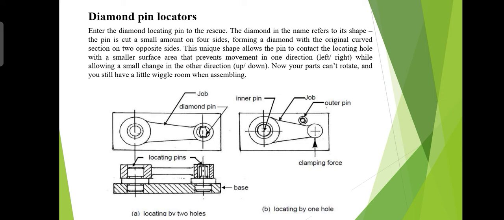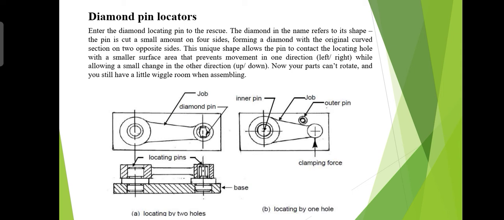This will lead to undesired radial rotation around the pin capital A. This one is the pin A, and hence the purpose for which pin B is put in is lost. So this is the diamond pin locator, and to get a better radial location, pin B is made of diamond shape, and therefore it is called a diamond pin.